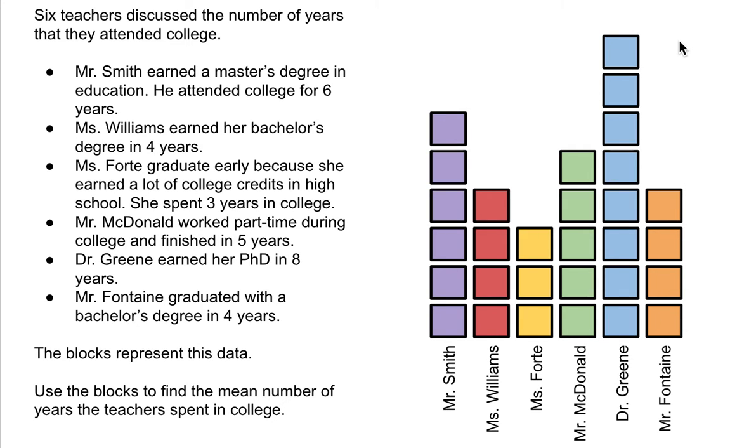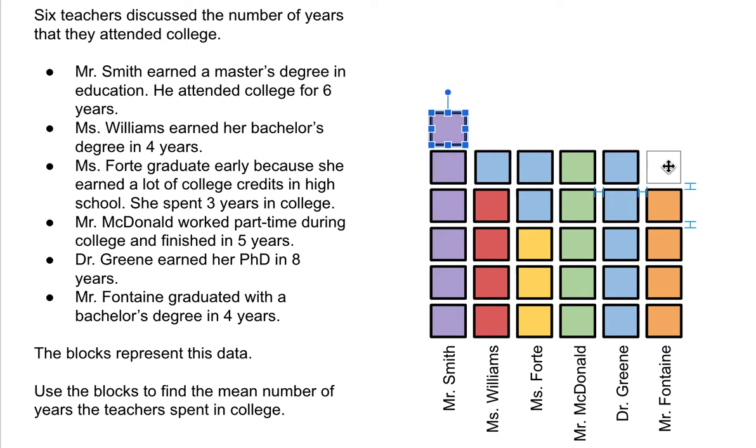We could rearrange these blocks to find the mean. It's kind of fun to do. Let's see, I'm going to take some blocks away from Dr. Green over here. All right, and then take a block away from Mr. Smith. And what's the mean? The mean number of years is 5. 1, 2, 3, 4, 5. Because that's the height my stacks would be if all the stacks had the same height.